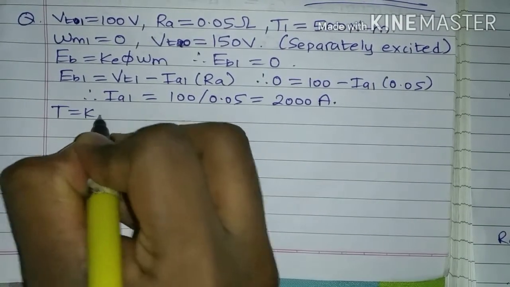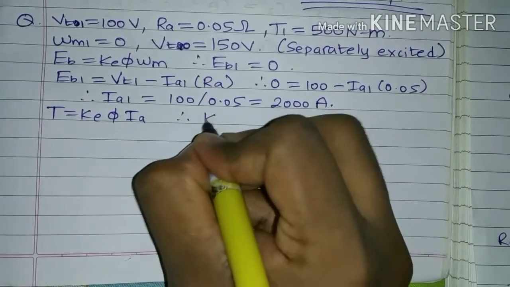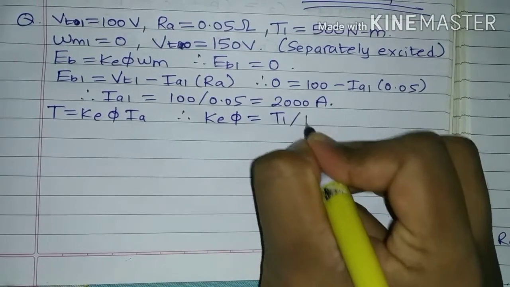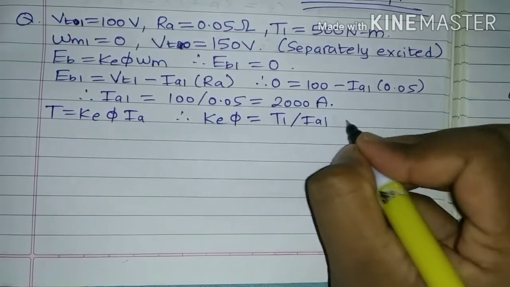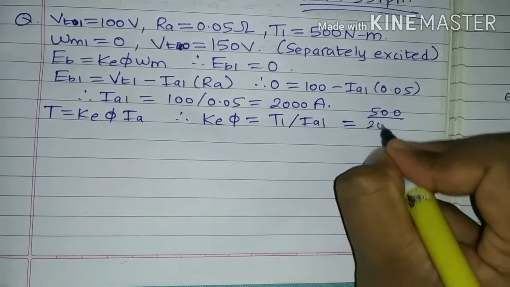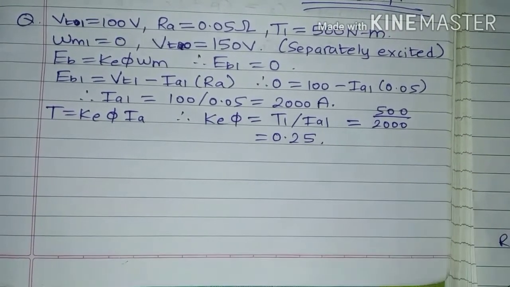We know that torque is equal to Ke into phi into Ia. Therefore Ke into phi is equal to T1 upon Ia1, which is equal to 500 upon 2000, which is equal to 0.25.